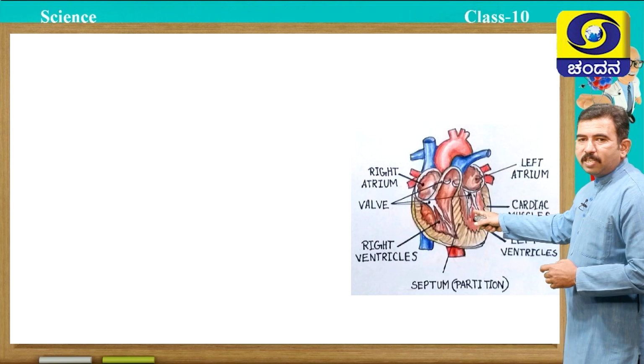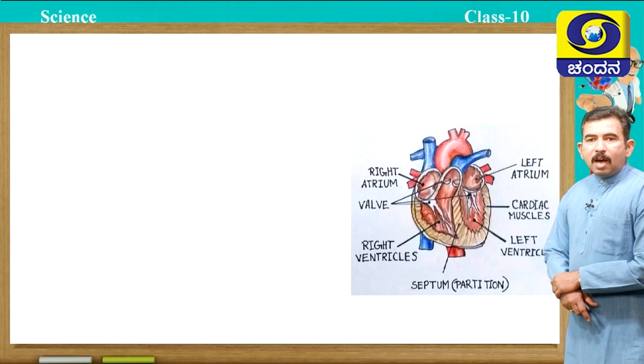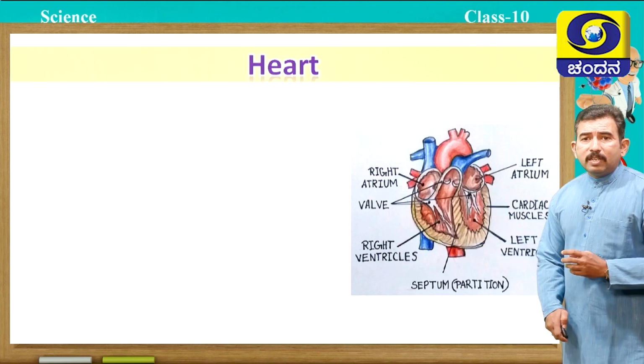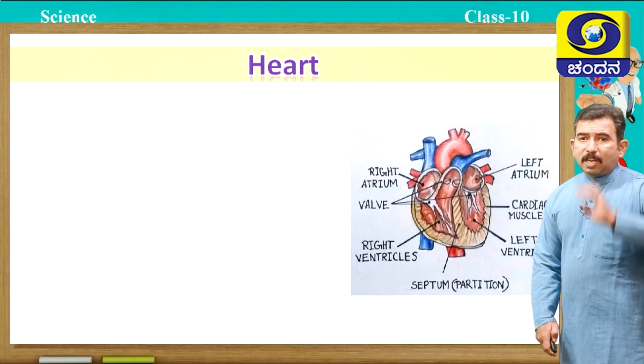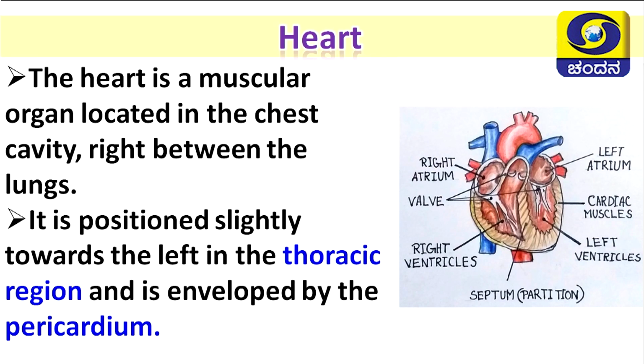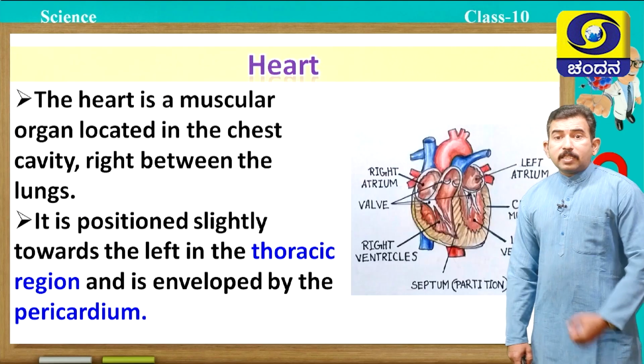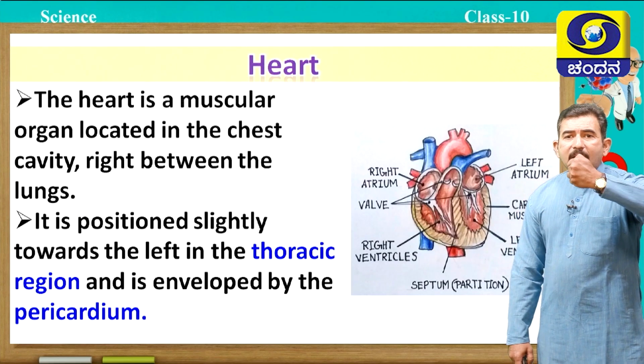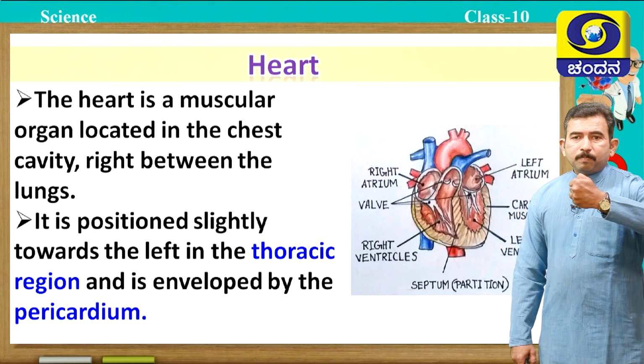Students, observe this diagram. The human heart is a muscular organ, mainly consisting of 4 chambers. Where is this heart located? Of course, our heart is located in the chest cavity, right between the lungs. It is positioned slightly towards the left in the thoracic region and it is enveloped by the pericardium. The size of the heart is as big as our clenched fist.